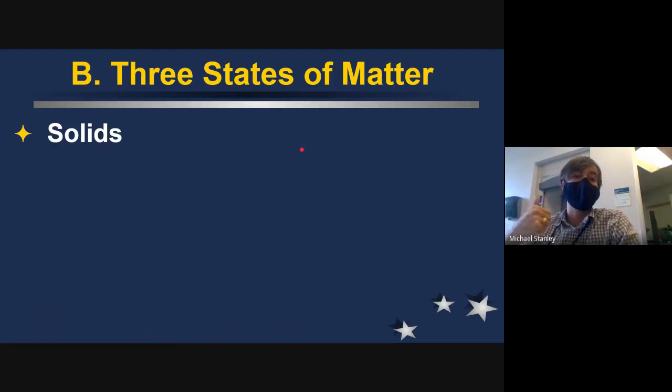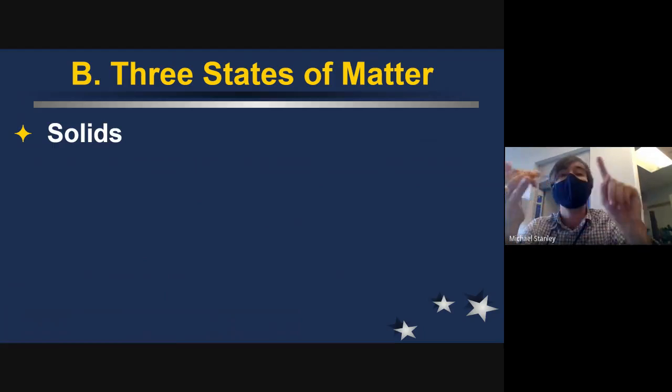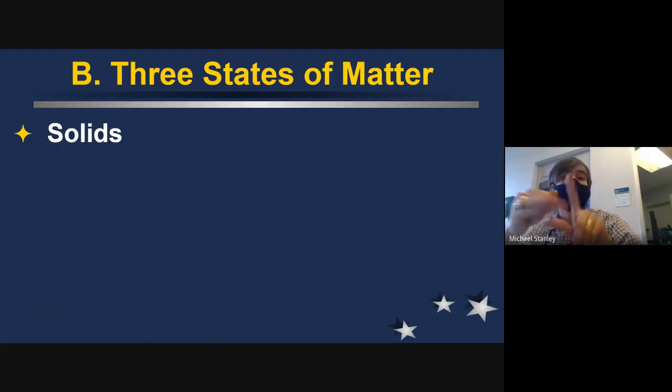So the three main ones are solids, liquids, and gases. And so for each of these states of matter, we're going to talk about some of the properties of that state of matter, specifically how much energy do the little particles have inside of it, what kind of shape does it have when it's in that state, and what is its volume, how much space does it take up. So we start off with solids.